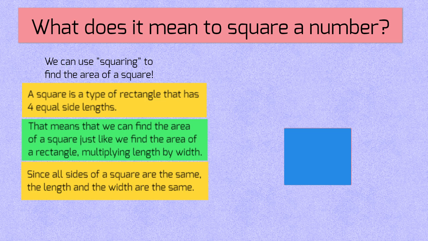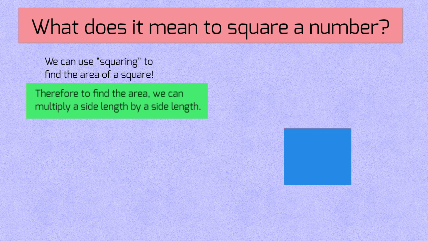Since all the sides of the square are the same, that means the length and the width of the square are the same. Therefore, to find the area, we can multiply a side length by a side length. For example, if my side length of this blue square is 5 units, that means that my other side length is going to be the same because it's a square, 5 units.